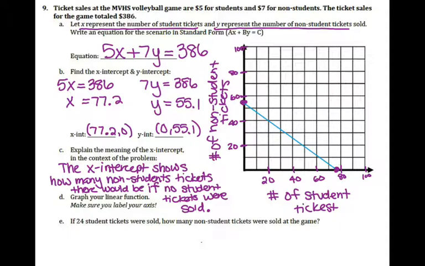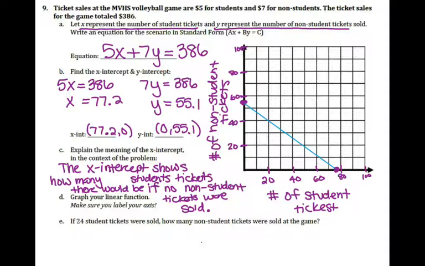did I write that down wrong? The x-intercept shows how many, oh, shoot, that was wrong. What I was writing down was the interpretation of the y-intercept. Oh boy. Okay, let me do some erasing. The x-intercept shows how many student tickets there would be if no non-student tickets were sold. Sorry about that. There we go. Okay. So what I originally wrote down was the interpretation of the y-intercept.